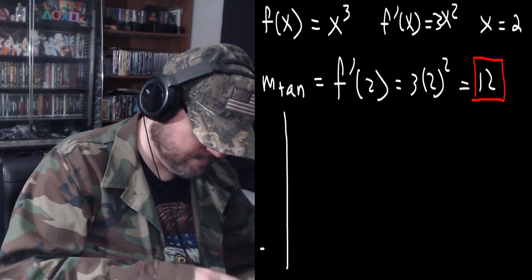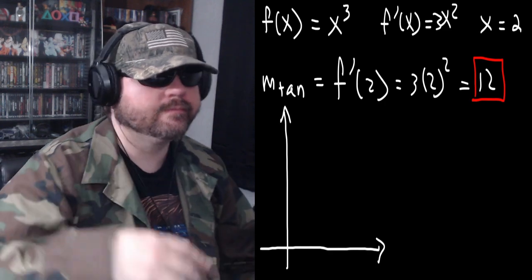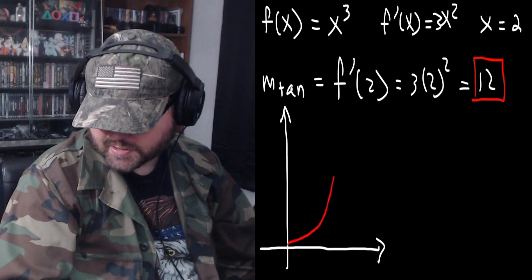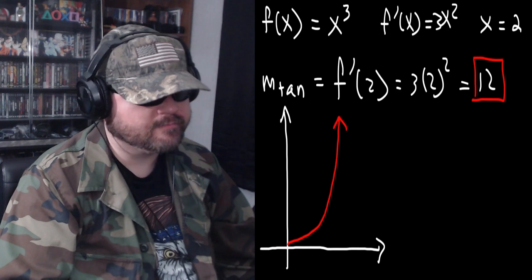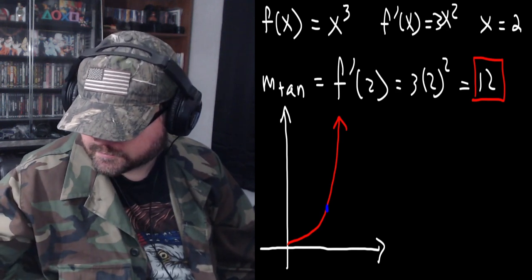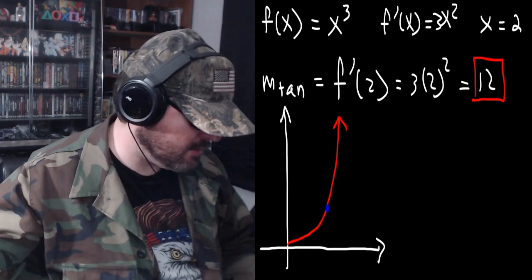Now let's draw a rough sketch of the original function x cubed. The graph doesn't have to be perfect, just good enough for instructional purposes. And just to keep things simple, let's say at this point x is equal to 2. Granted, the graph is not drawn to scale, so keep that in mind.